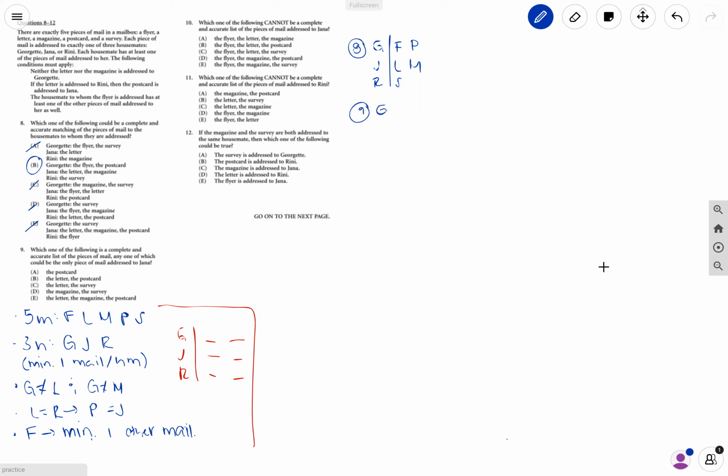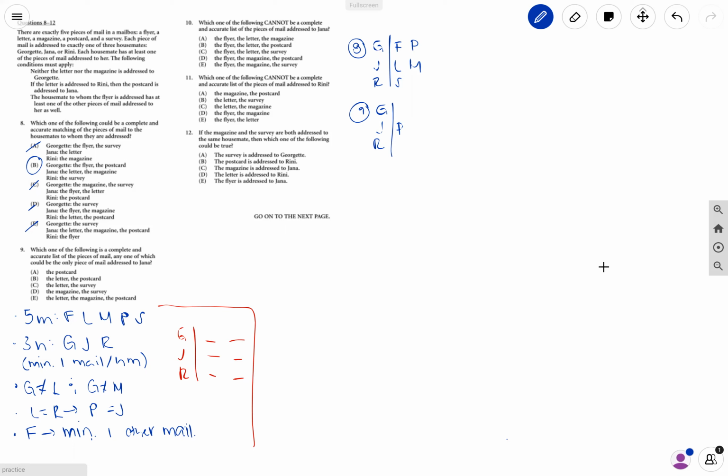So I just start out by checking the first combination. Or let's see. So 3 of them have a postcard, 2 of them have a letter, 2 of them have a survey, and 2 have a magazine. So I'm going to check to see if I can put a postcard in there alone because it's the thing that shows up most often. And I want to see if I can cross that out.